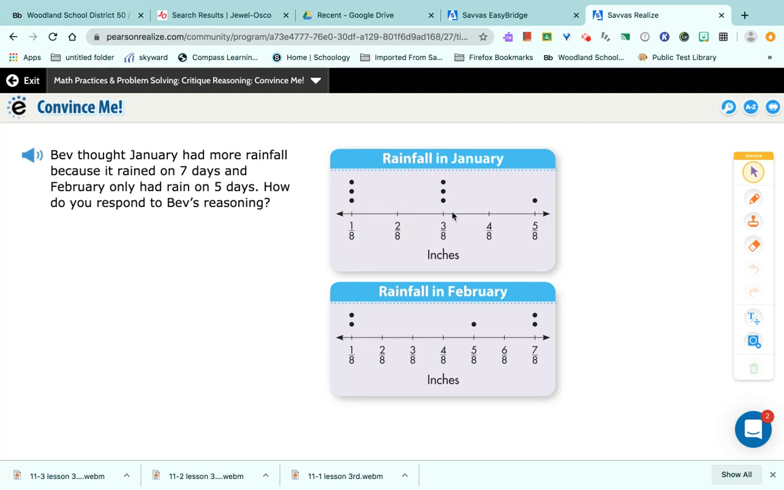You have 3/8 there. Each one of those are 3/8, and you have 5/8. Then you have 2 7/8, 1 5/8, and 2 1/8. So that is how you would answer her. You have to be very careful and look at what the question is asking you before you answer. All right? Good luck with this one.